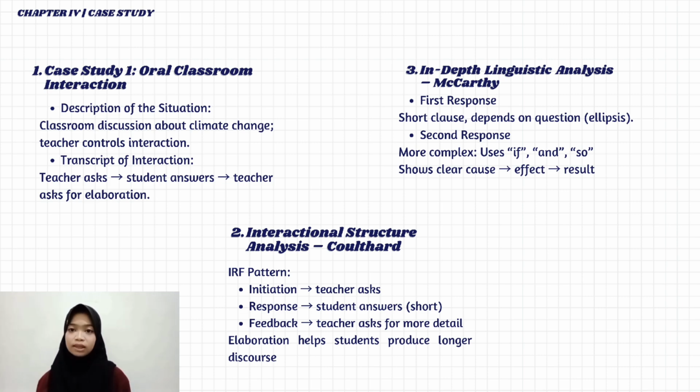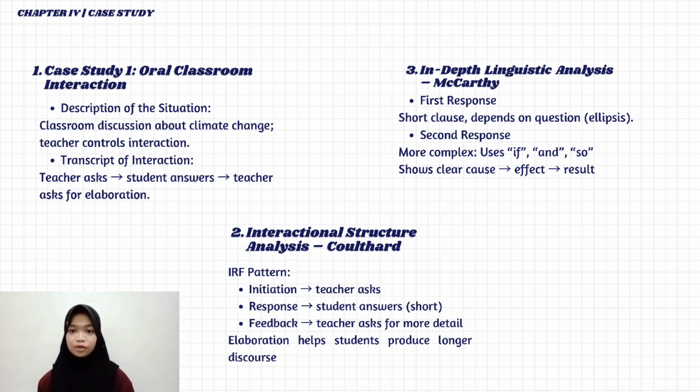And so these interactions show how students move from a simple answer to more complex explanation. Next, we move to interactional structure analysis based on Coulthard. According to Coulthard, classroom interaction follows the IRF patterns. First, initiation, where the teacher asks a question. Second, response, where the student answers. And third, feedback, where the teacher evaluates or asks for a clarification.